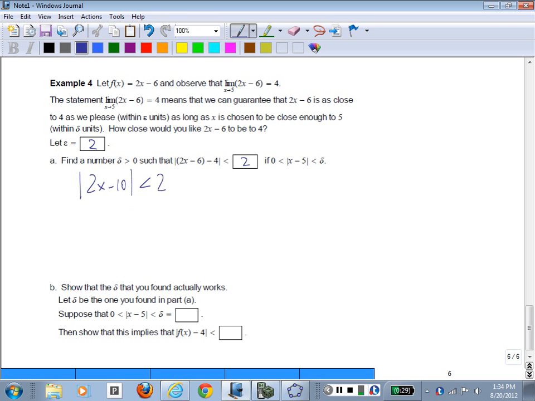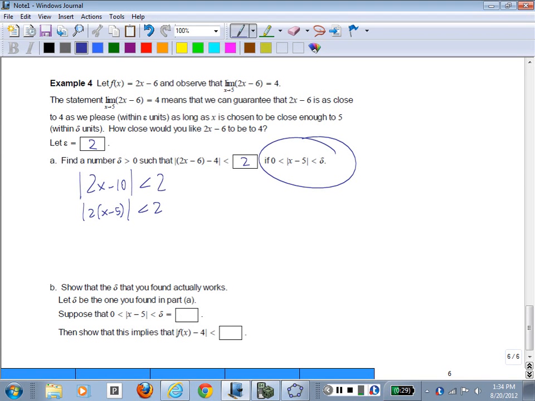That's what we need eventually. We need to be able to say that. And we can simplify this a little bit. We can factor out the 2 like this. Because what we can control is this. We can control how close x is to 5. So we can control the absolute value of x minus 5, and we're working toward that.